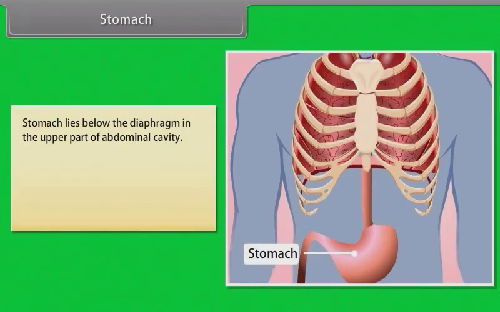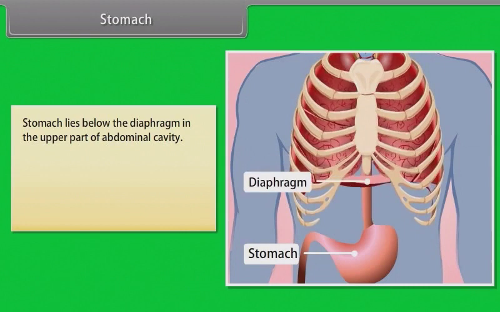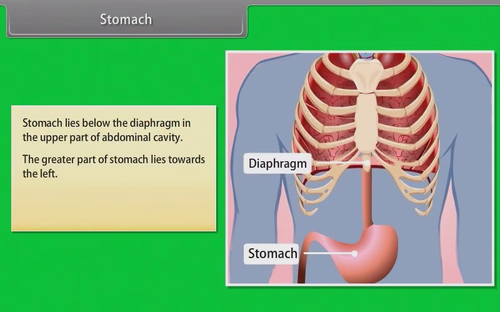Stomach. Stomach lies below the diaphragm in the upper part of the abdominal cavity. The greater part of the stomach lies towards the left. Stomach can be divided into the following parts.